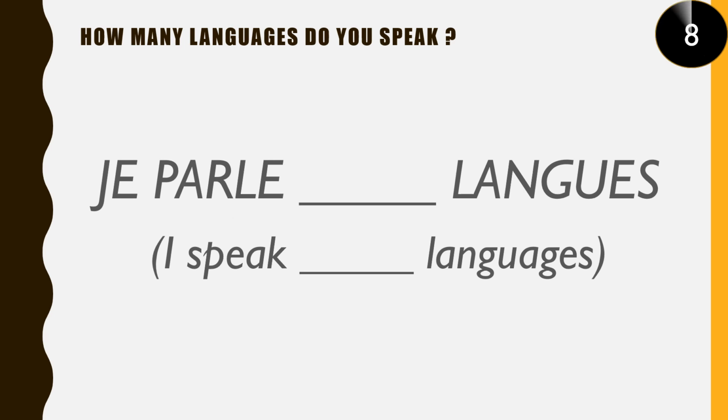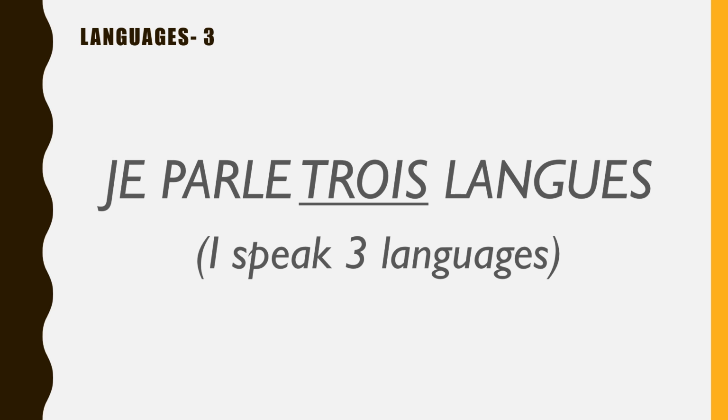Now, how many languages do you speak? Is it 1, 2, 3, 4, or 5? Just add the number in the blank and say je parle and the number and then say langue. Simple as that. Je parle blank and then langue, which means I speak the given number of languages. Taking 3 as an example, we will say je parle 3 langues. 3 means 3. So, when you speak 3 languages, you will say je parle 3 langues.